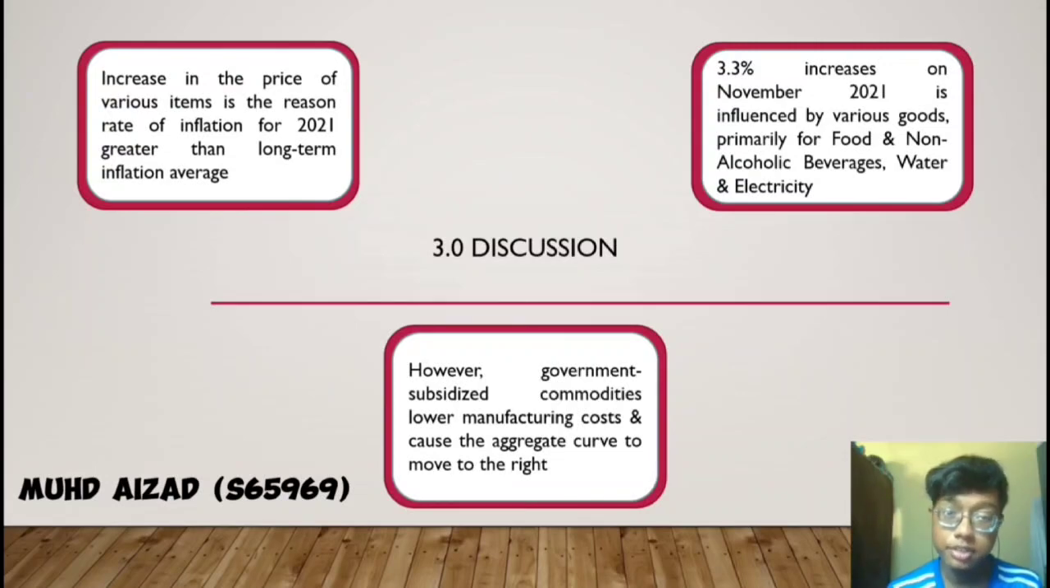The increase in the price of various items is the reason why the rate of inflation for 2021 is greater than the long-term inflation average. The 3.3% increase in November 2021 is influenced by various goods, primarily food and non-alcoholic beverages, water and electricity. However, the government subsidizes these commodities, lowering the manufacturing costs and causing the aggregate supply curve to move to the right.